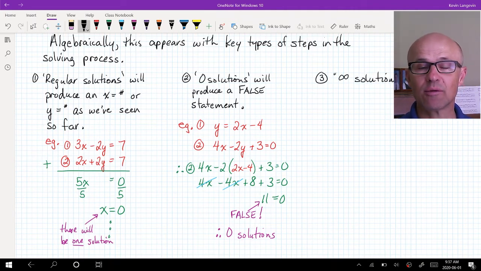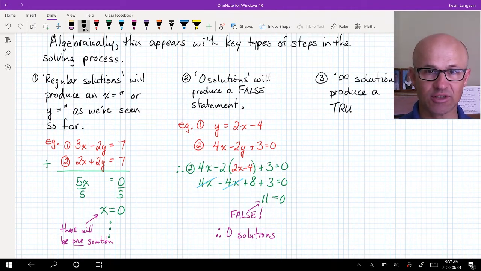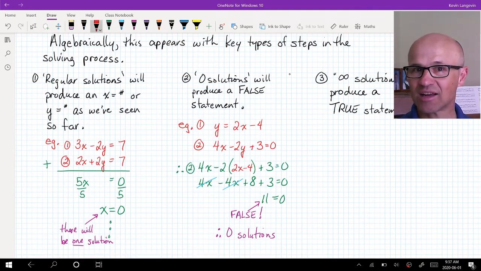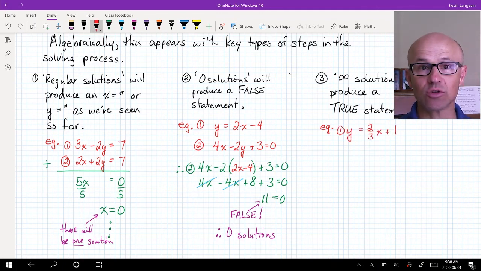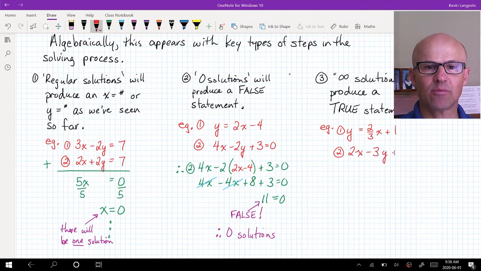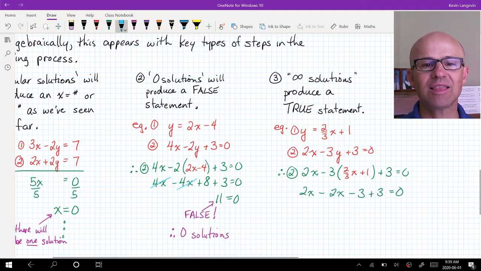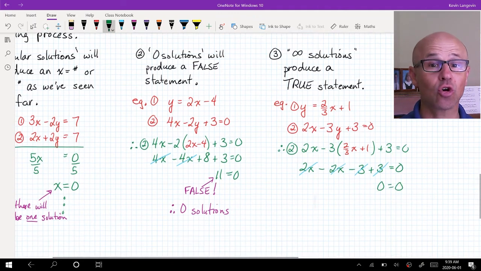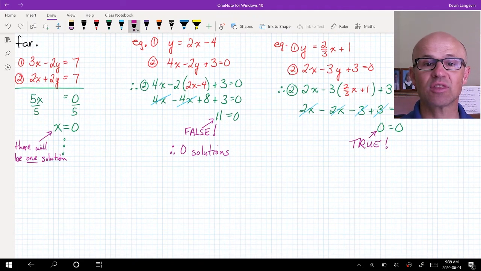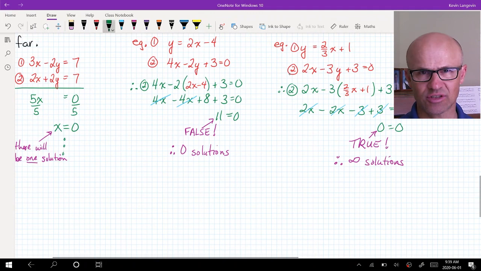Infinite solutions come from a true statement. Again, there will not be an x equals, there will not be a y equals, there will just be some number is equal to itself. So in this example, I'm setting it up. Once again, I'm going to use the substitution method. I solve, my x's cancel out again, but this time I get 0 equals 0. That is true. That tells me these are coincident equations, which tells me that there are infinite solutions.